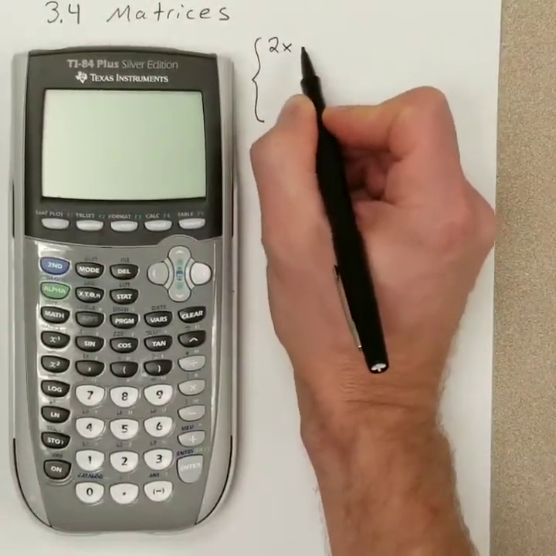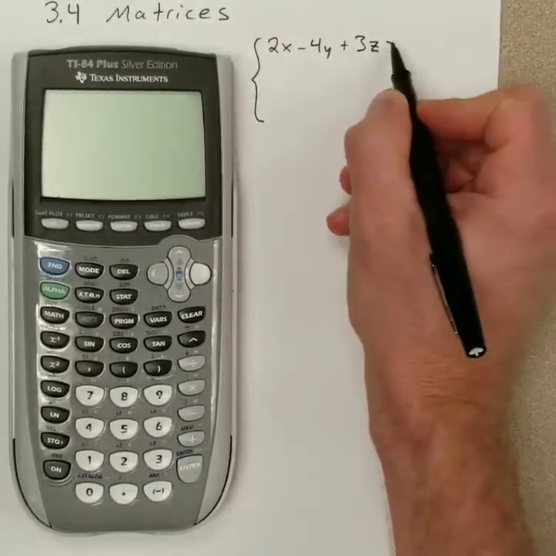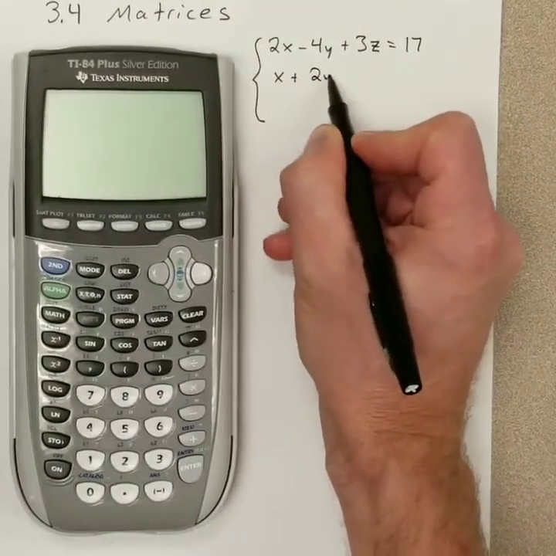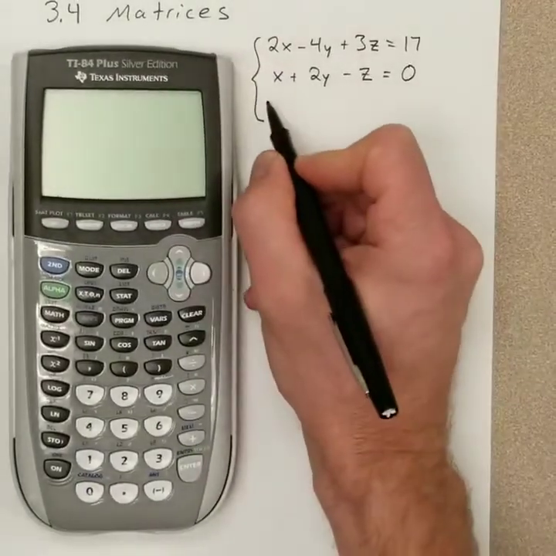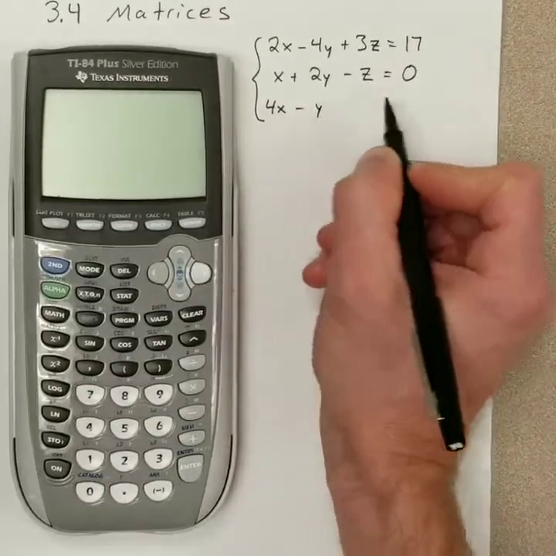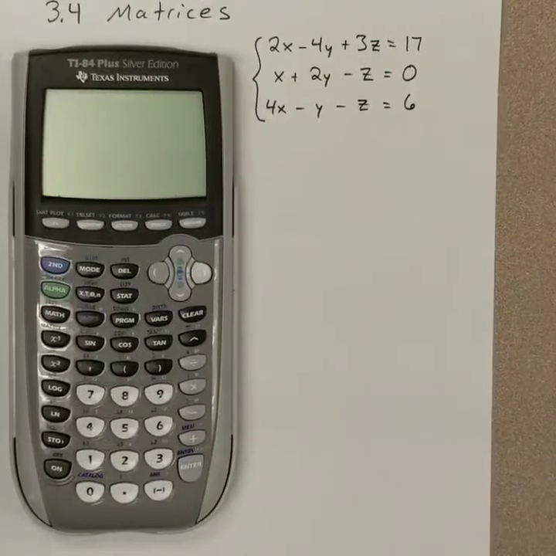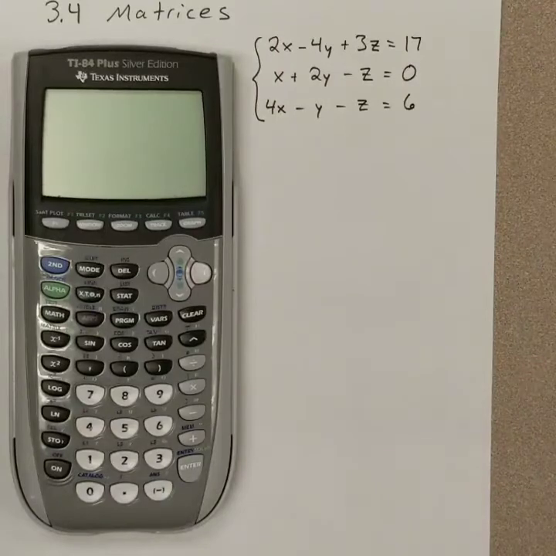The first equation is 2x minus 4y plus 3z equals 17. The second equation is x plus 2y minus z equals 0. And the third equation is 4x minus y minus z equals 6. Now in the video from Section 3.3, we solved this by hand using the addition method. In this one, we're going to use technology, and there are benefits to doing it by hand. There are also some benefits to using the technology.